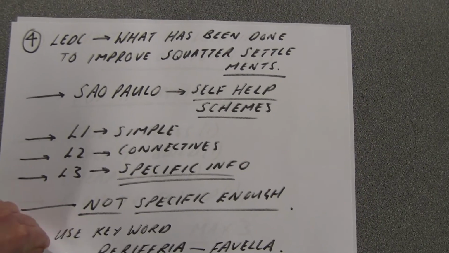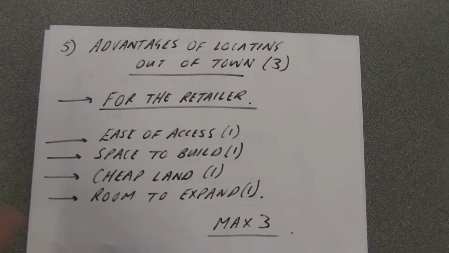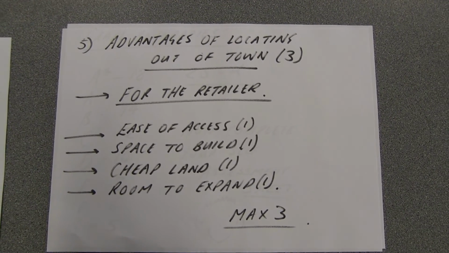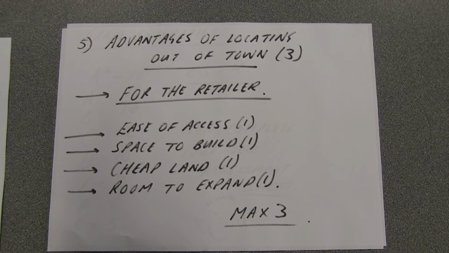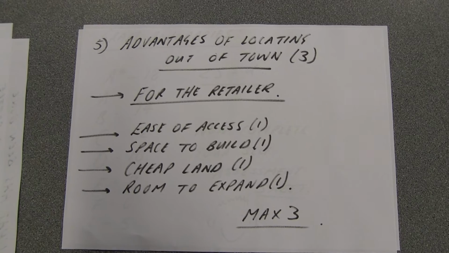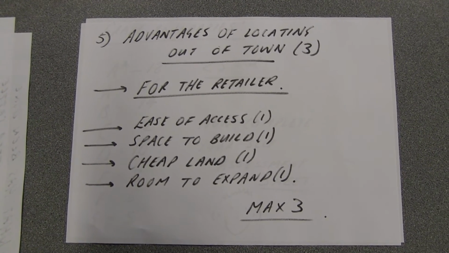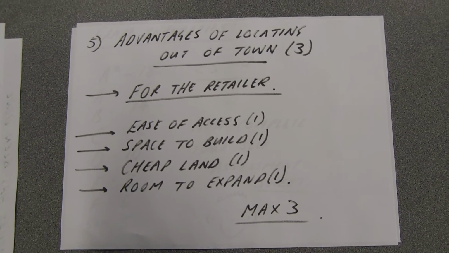The final question then was a nice and simple 3-mark question. Now, some of you fell down a little bit on this because it said the advantages of locating a shopping centre out of town, but the advantages that the examiner was looking for was the advantages for the retailer. So if you wrote things like you can shop undercover and not get wet, obviously that's an advantage for the consumer, so that wouldn't be able to pick you up any marks.